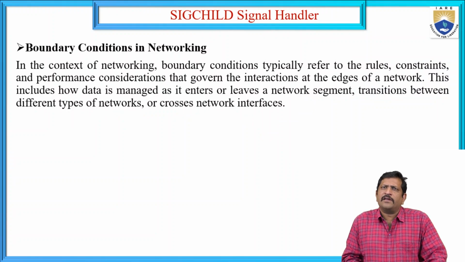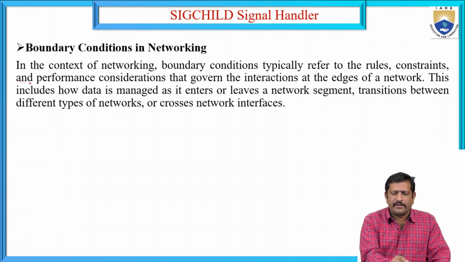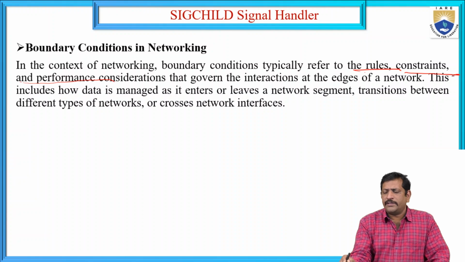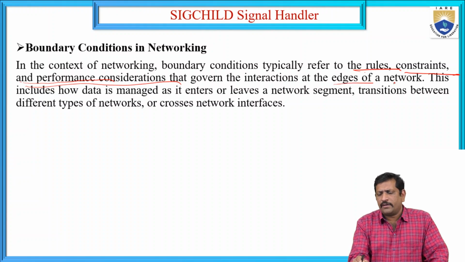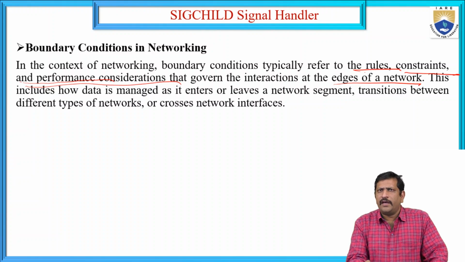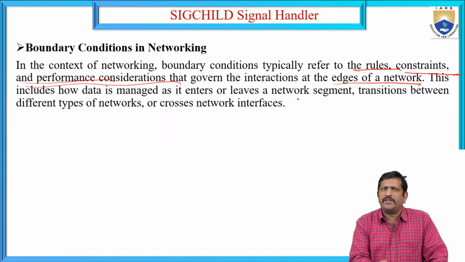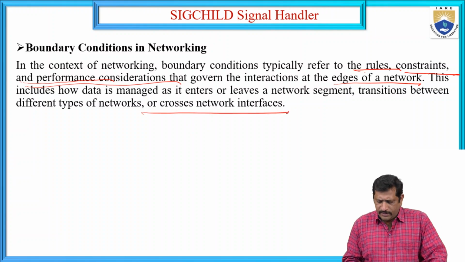In the context of networks, boundary conditions can be framed as a set of rules, regulations and constraints, and performance considerations that govern the interactions at the edge of the network. These include how data is managed as it enters or leaves a network or a segment, or transitions between different types of networks or network interfaces.